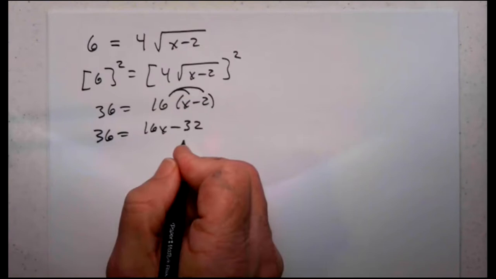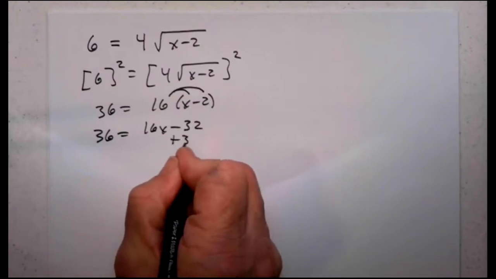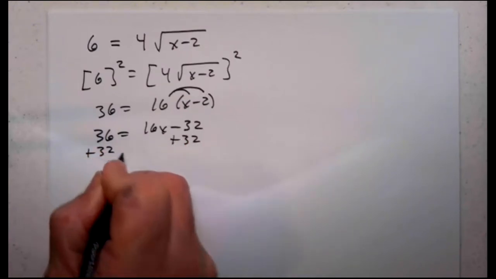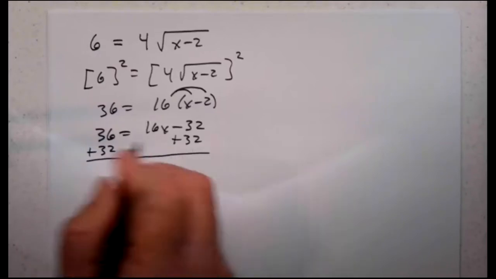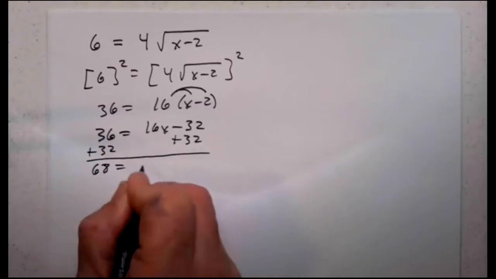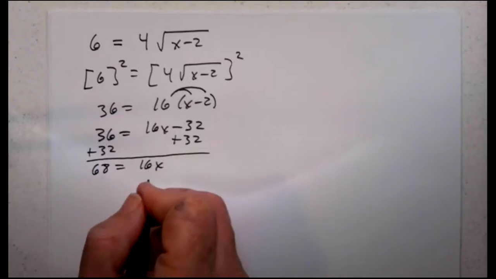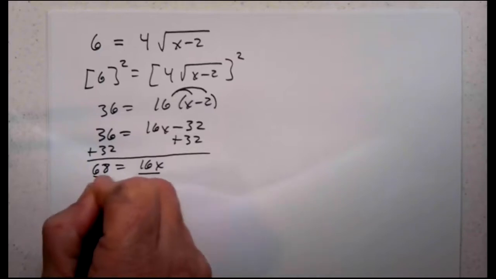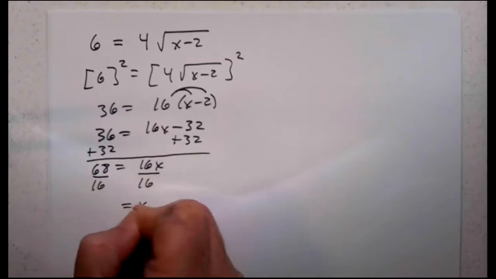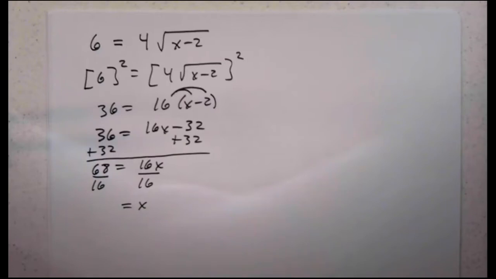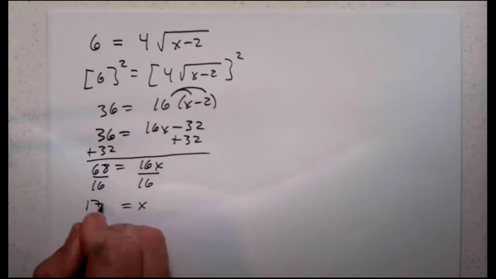So let's add 32 to both sides. And I get 68 is 16x. And then we'll divide both sides by 16. X is 68 over 16, which is 4 1/4. Or if you like, 17 quarters.